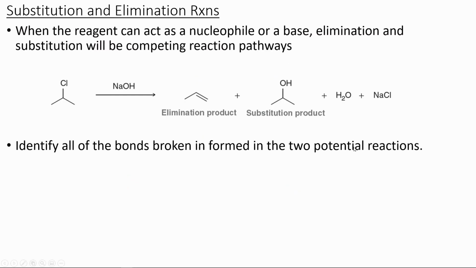In some cases, we have a reagent that can act as both a nucleophile or a base. So we're going to have a competition between the elimination and the substitution pathway. So we have a secondary alkyl halide in this case, and we have sodium hydroxide. We could obtain both the elimination and the substitution products.